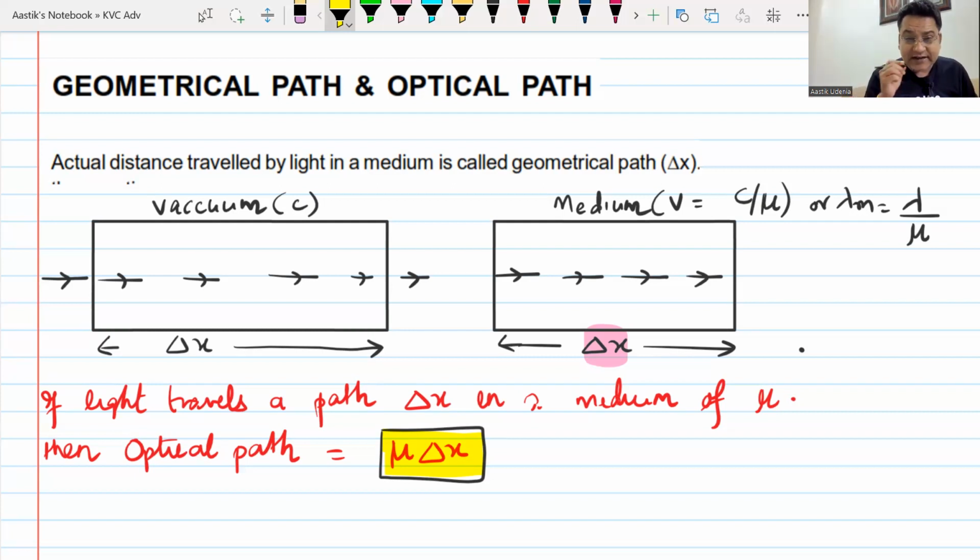Here, this delta x, which is the actual distance traveled, will be known as the geometrical path, and this mu times delta x will be known as the optical path. Do we understand this? For vacuum, geometrical path and optical path are both equal, but for a medium, geometrical path is delta x, and optical path becomes mu times delta x. I'll give you a minute to note this down.